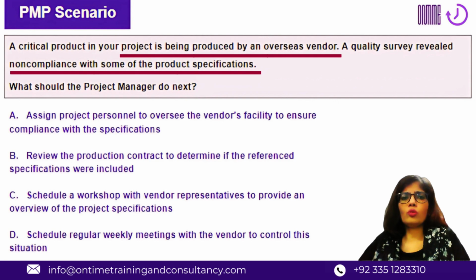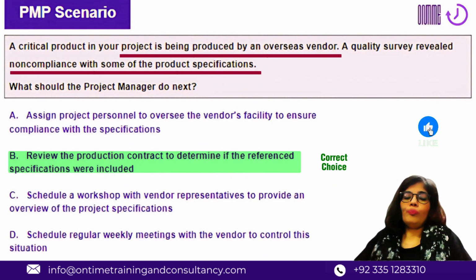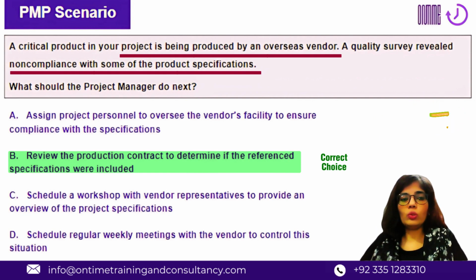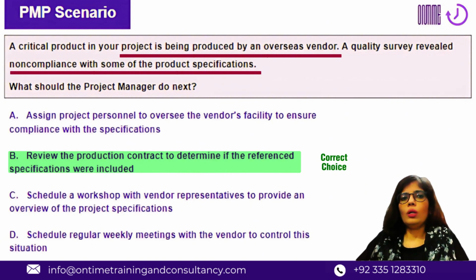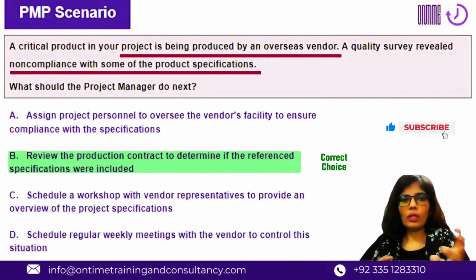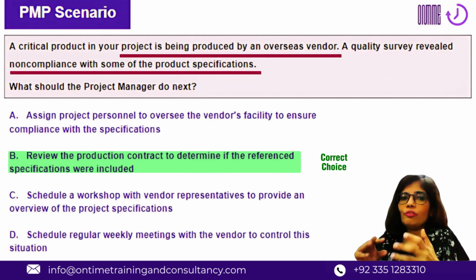Now, keeping that in consideration, what should be the best course of action among these four option choices? The correct answer to this question is option B, review the production contract to determine if the reference specifications were included. Why so? See, if we are talking about a vendor, then definitely the vendor and the organization where you are working as a project manager must be associated with each other in that project capacity via an agreement. It can be an MOU, it can be an SLA, it could be a contract, it could be LOI, LOA, any type of agreement, but some kind of binding or non-binding agreement would definitely be there.